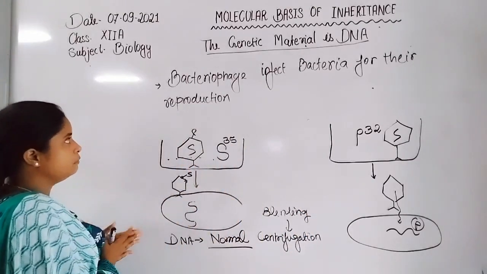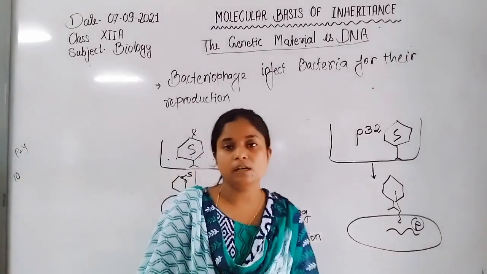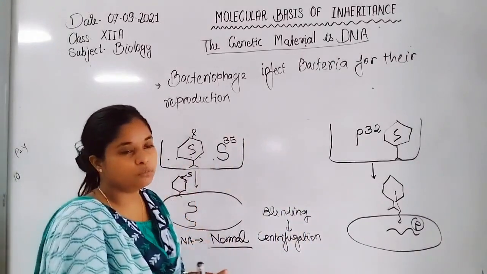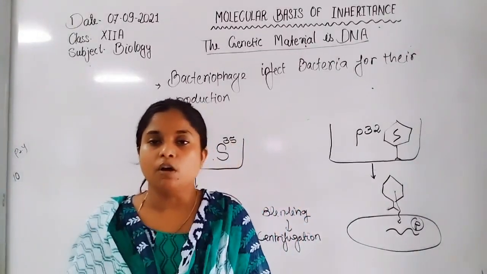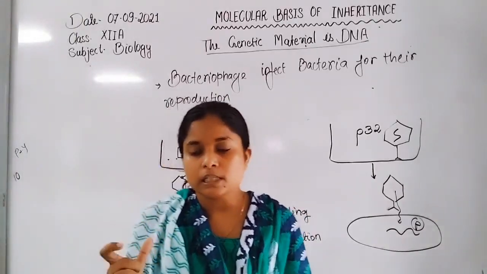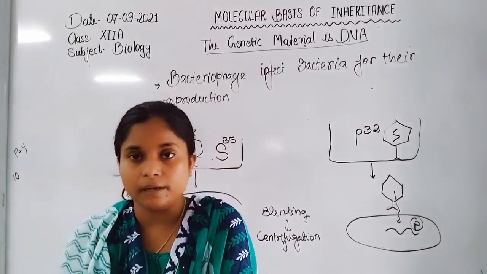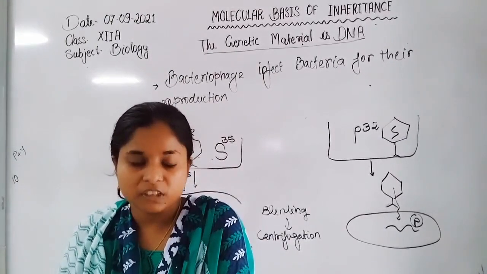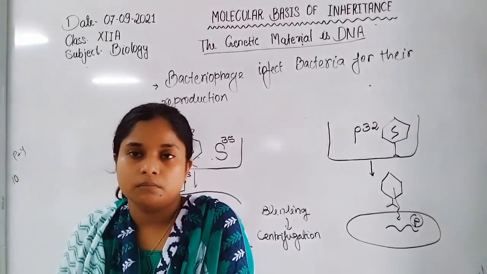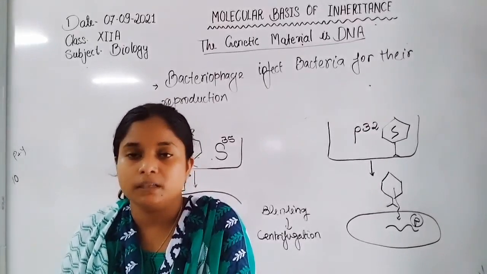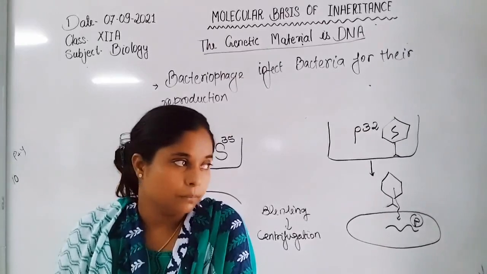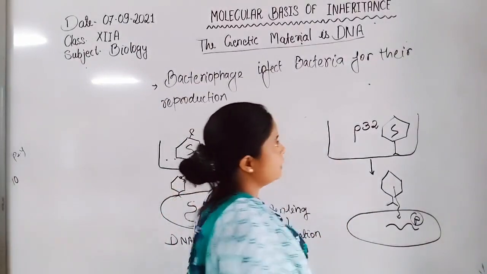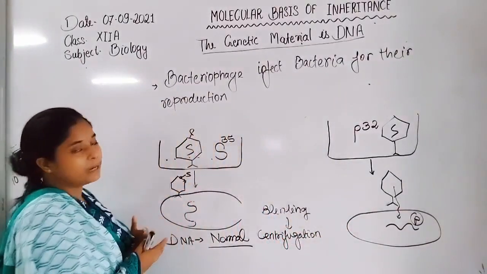After their experiment with bacteriophage and bacteria, they concluded that DNA is the genetic material, because the overall main confusion was about which is the genetic material, protein or DNA. Most scientists had shown that protein may also be a genetic material, but after this experiment they identified that DNA is the genetic material, because the DNA is transferred by the bacteriophage.